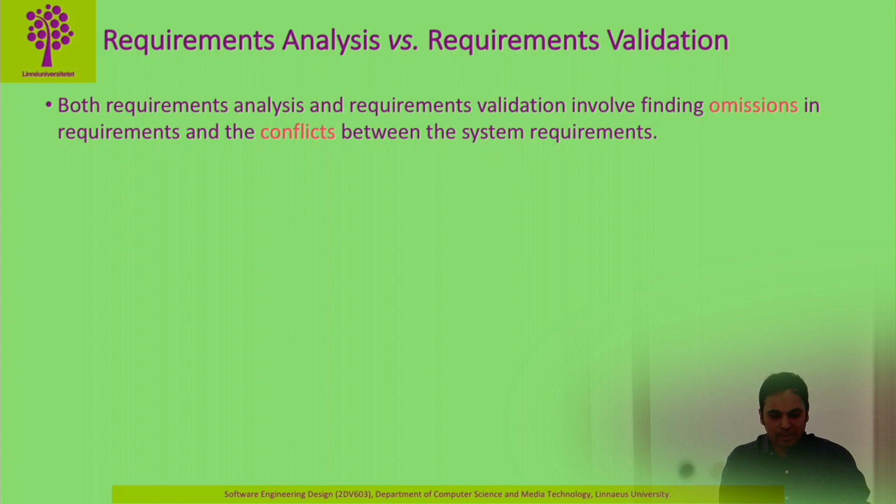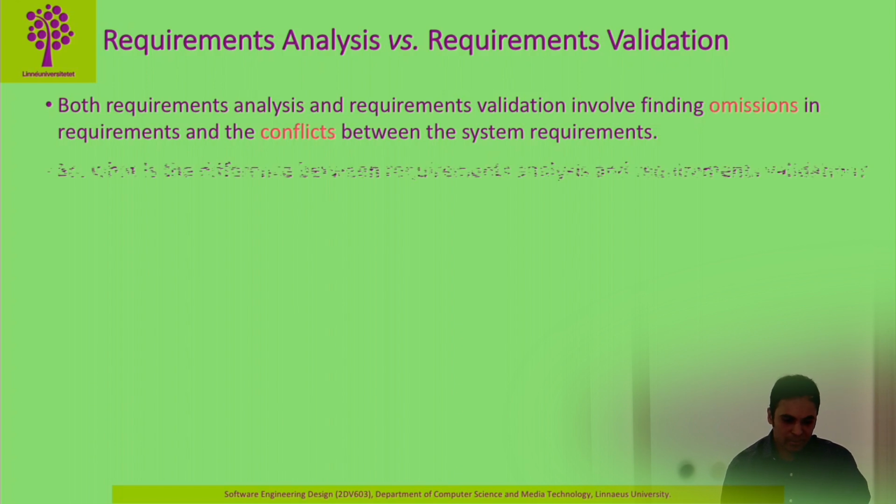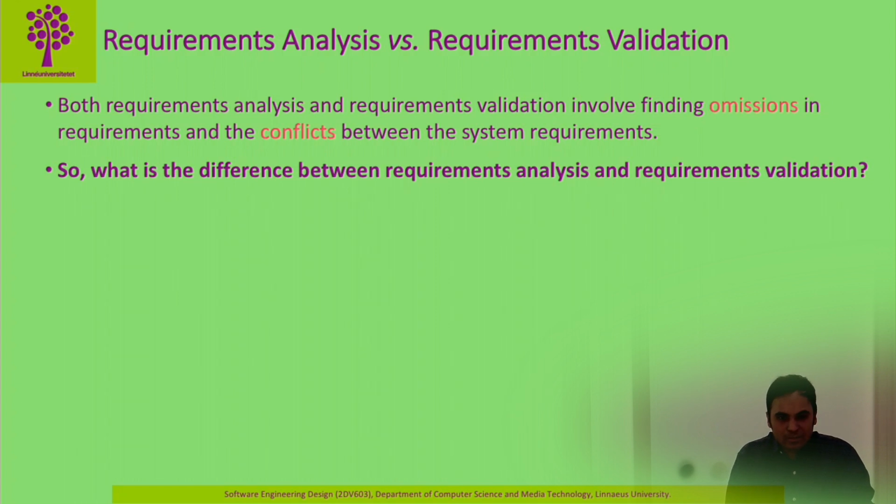So we already described what requirements analysis is, right? But we also just defined what requirements validation is. So both are dealing with missing information, conflicts, omissions, ambiguous ways of writing requirements. So what's the difference between requirements analysis and validation? Do you have any idea? Even from a textual perspective, or common sense, what's the difference between requirements analysis and requirements validation?